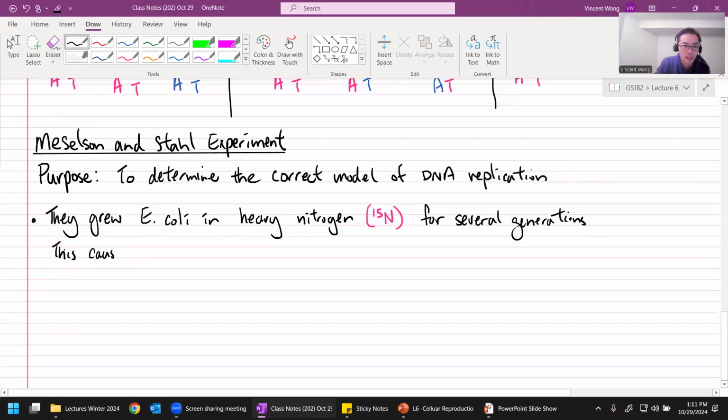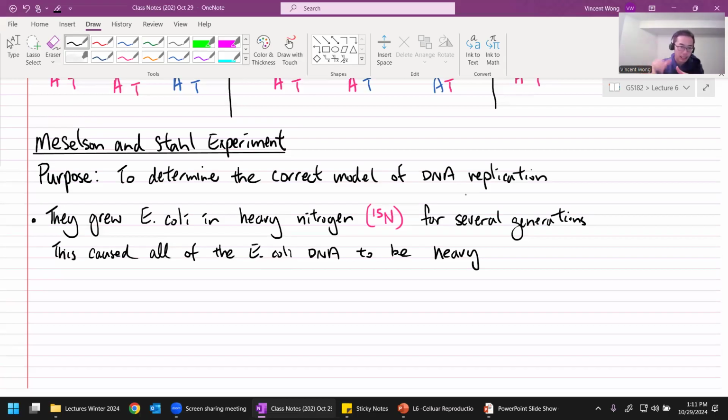This caused all of the E. coli DNA to be heavy. Right? So when the bacteria divide in a dish, you have to supply the nutrients for them to grow, right? So if you're only giving them heavy nitrogen, then they are only incorporating heavy nitrogen into the DNA that they're creating. So after several generations, all the DNA will be heavy, right? As you know, the DNA contains nitrogenous bases. All these ACTGs have a lot of nitrogens in it. And so if you incorporate N15 into them, DNA is going to be heavy.